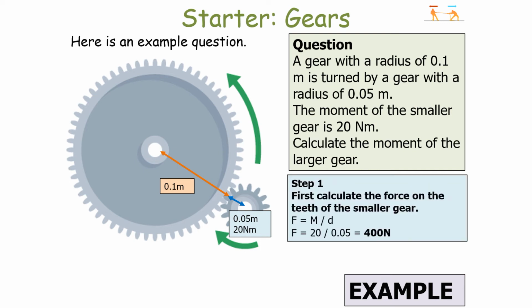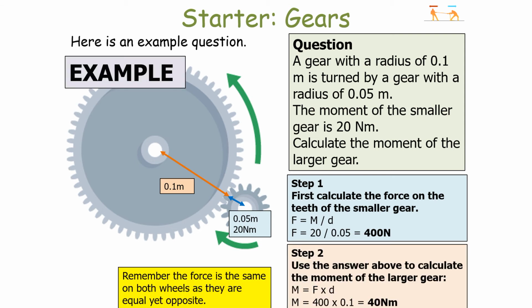So the first step is to calculate the force on the teeth of the smaller gear, because we know the moment is 20 Newton meters and we know the distance is 0.05 meters. So force is moment over distance, so it's 20 over 0.05, which is 400 Newtons. Now, if there's a force of 400 Newtons on the smaller gear, there must be a force of 400 Newtons on the larger gear, because the force is the same for both the wheels.